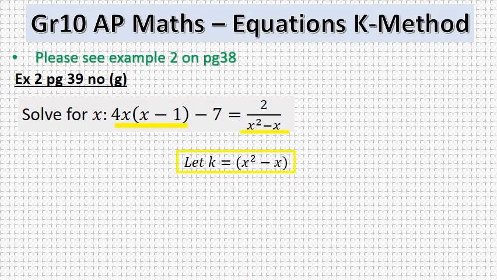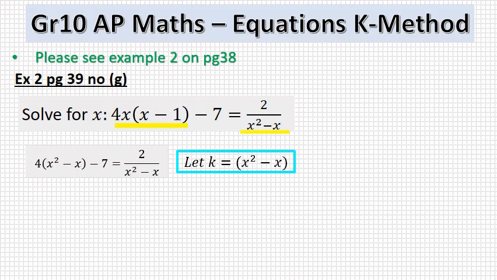If we have an x squared minus x, we could use x squared minus x if we change this question slightly. So have a look. We've distributed the x into the bracket, and now we can replace x squared minus x with a k. So we end up with 4 times the bracket will become 4 times k. Minus 7 equals 2 over that bracket, so which will be 2 over k.